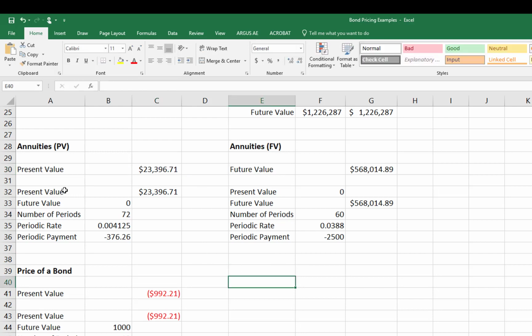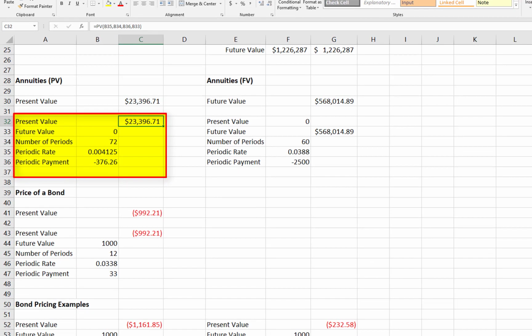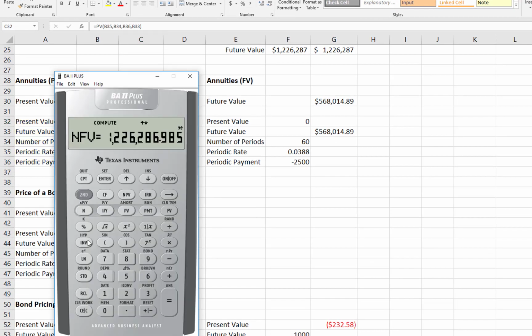Alternatively, I could spell things out really clearly. This is kind of nice etiquette for doing stuff in Excel. I've got my future value, which is nothing, the number of periods, the periodic rate, and here I showed the calculation within that cell. So 4.95% divided by 12, and then the payment. So here I just refer to each of the cells, get the same answer, 23,396.71. Very straightforward.